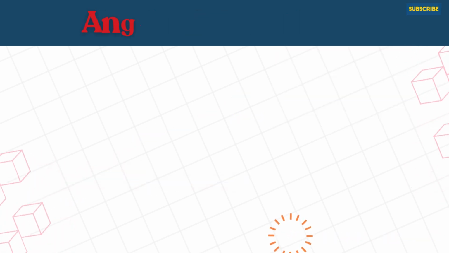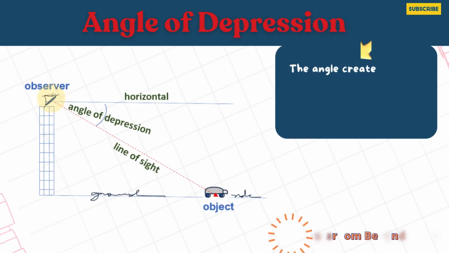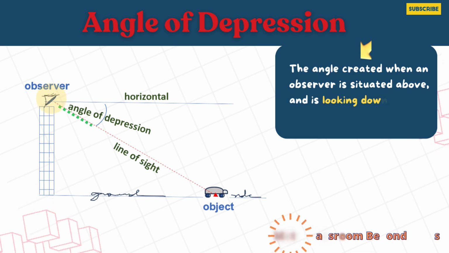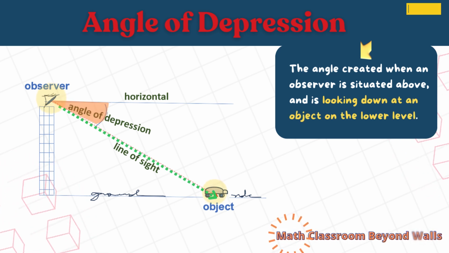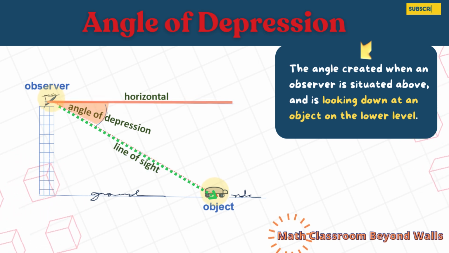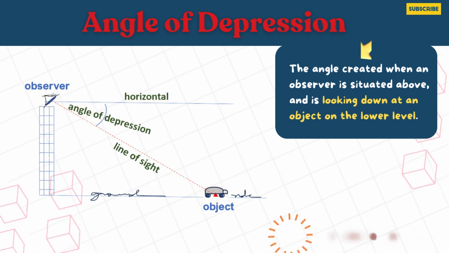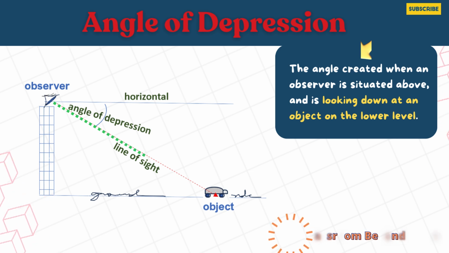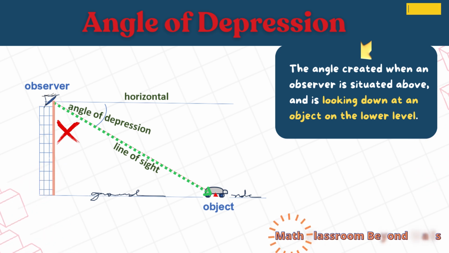The angle of depression, on the other hand, is the angle created when an observer is situated above and is looking down at an object on the lower level. This angle is between the horizontal and the observer's line of sight as shown in the figure. Always remember that the angle of depression is not the angle between the line of sight and the vertical. Look at the figure, learners, so you will not make this mistake.